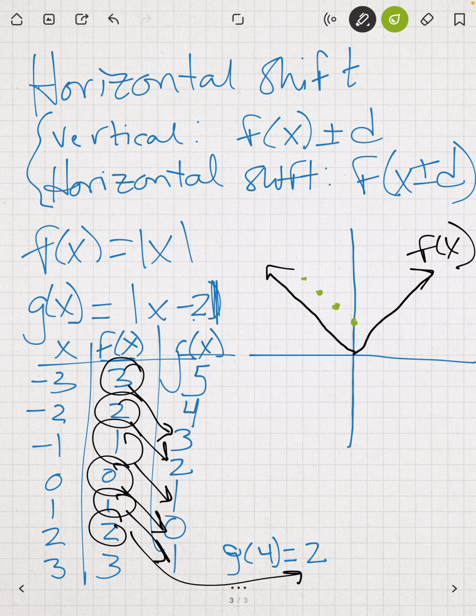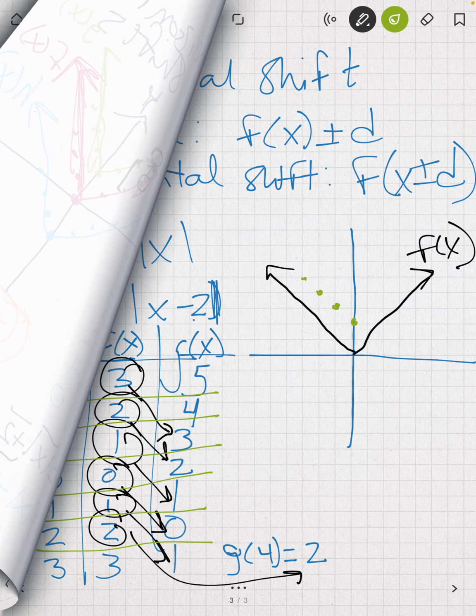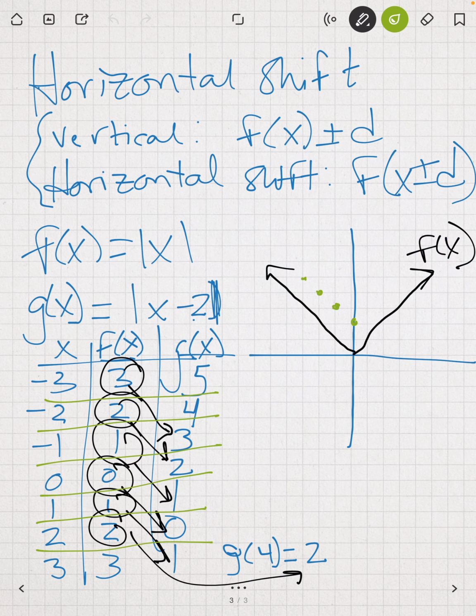This is where it's unfortunate that my work got a little too messy. At 0 we're at 2, at 1 we're at 1, at 2 we're at 0, at 3 we're at 1, and at 4 we're at 2. There we go. It was a struggle, but we got there, and that's g of x. And so these arrows I was drawing show how we end up shifting our graph 2 units right.